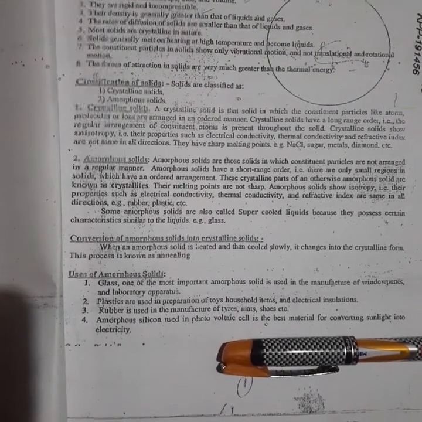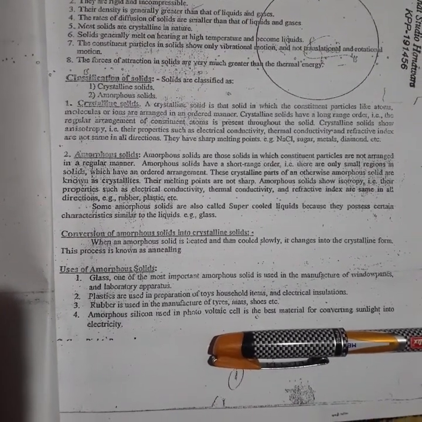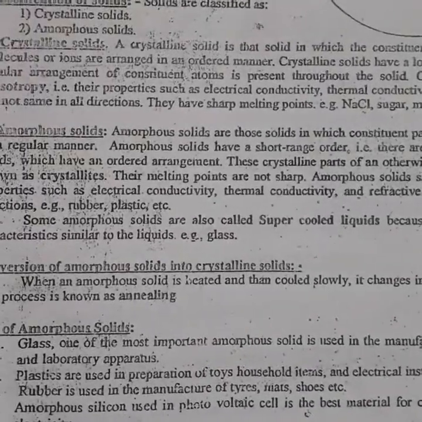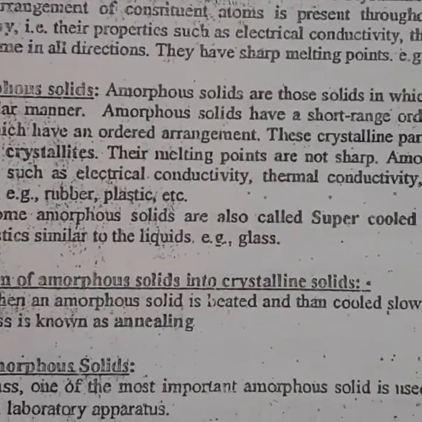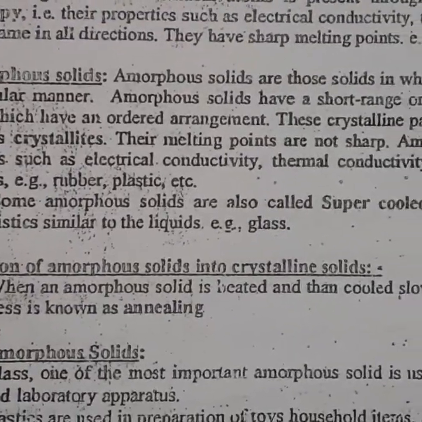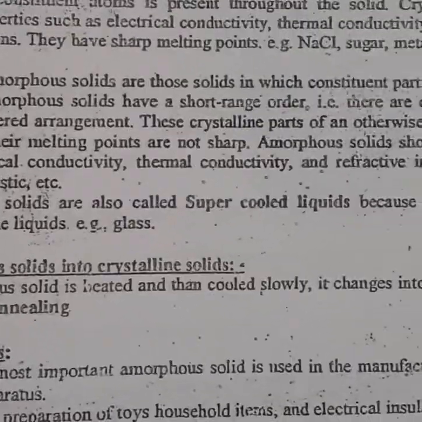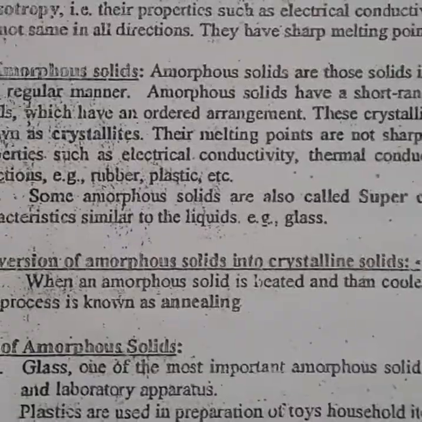Now, the conversion of amorphous solids into crystalline solids. When an amorphous solid is heated and then cooled slowly, it changes into the crystalline form. This is known as annealing. You must remember this process. It is the process in which an amorphous solid is heated and then cooled slowly, and it changes into a crystalline solid. This process is known as annealing.